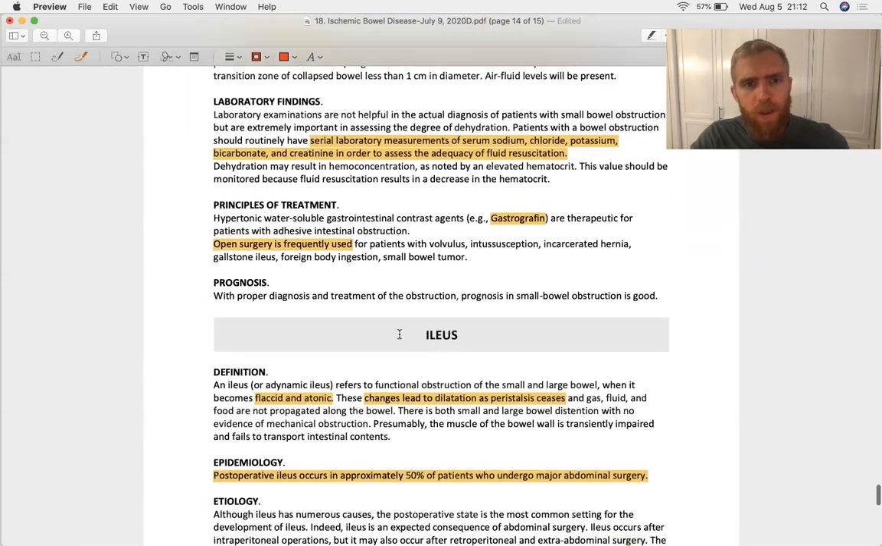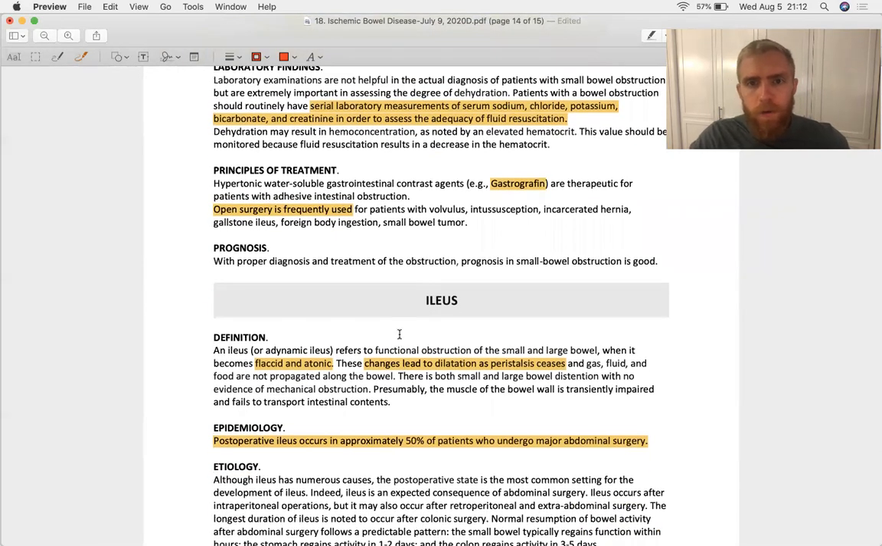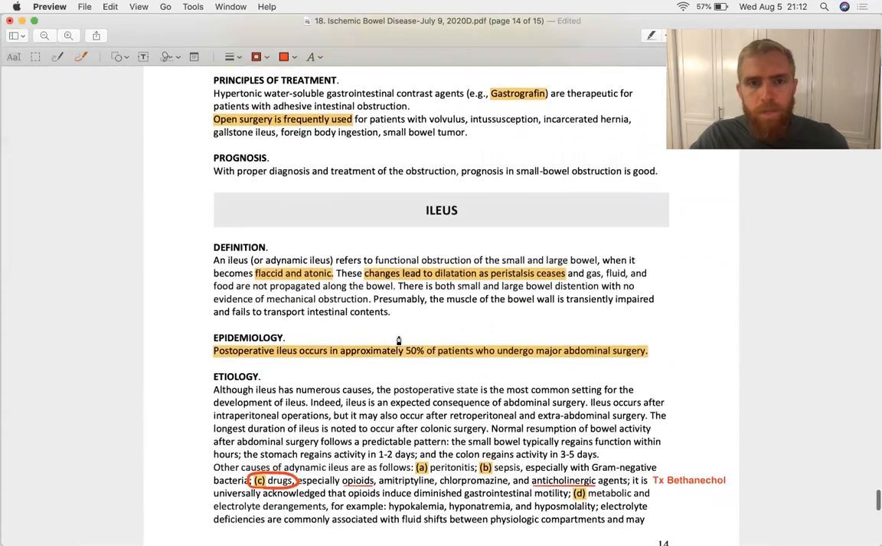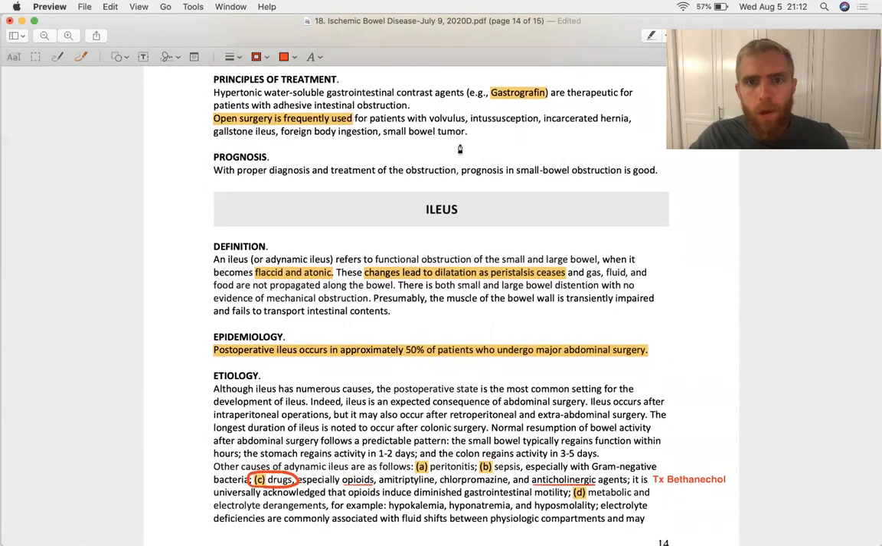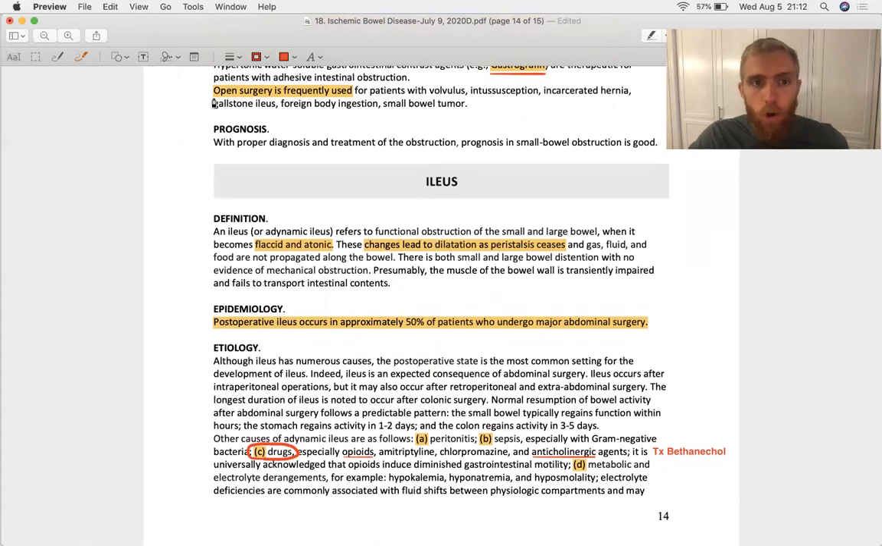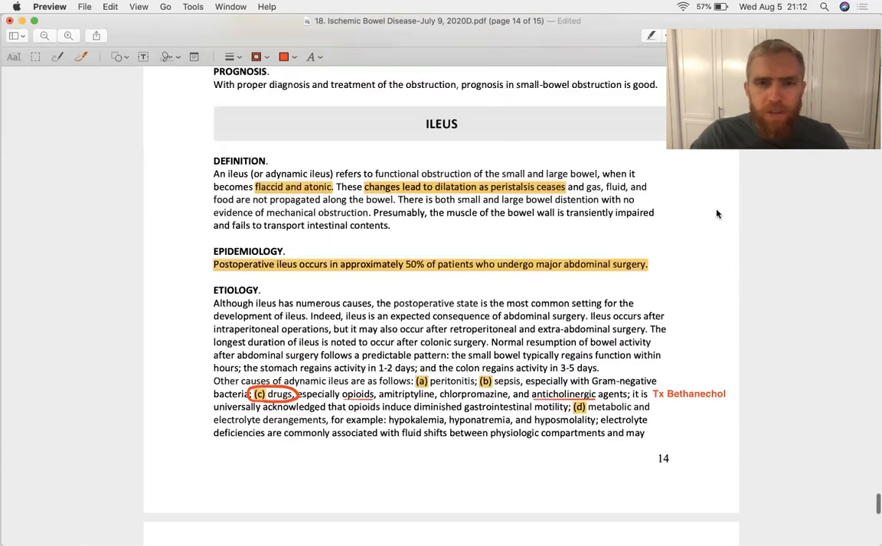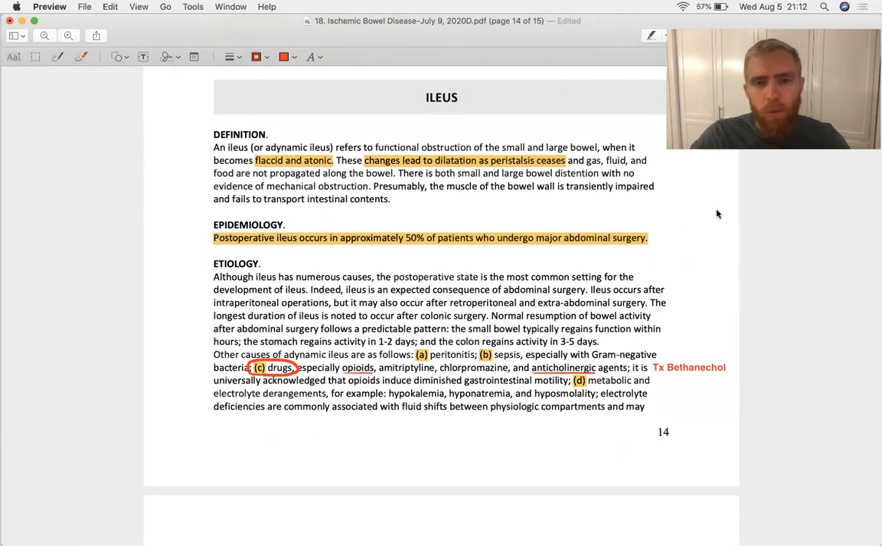CT is the best exam. We're monitoring electrolytes. We want to use Gastrografin because it's water soluble, and so if the patient has a perforation, it's amenable to that. Open surgery again, because you don't know the extent of what you're about to see most of the time from just a CT alone. Then ileus is what we wrap up this SDL with, and we talked about that again.